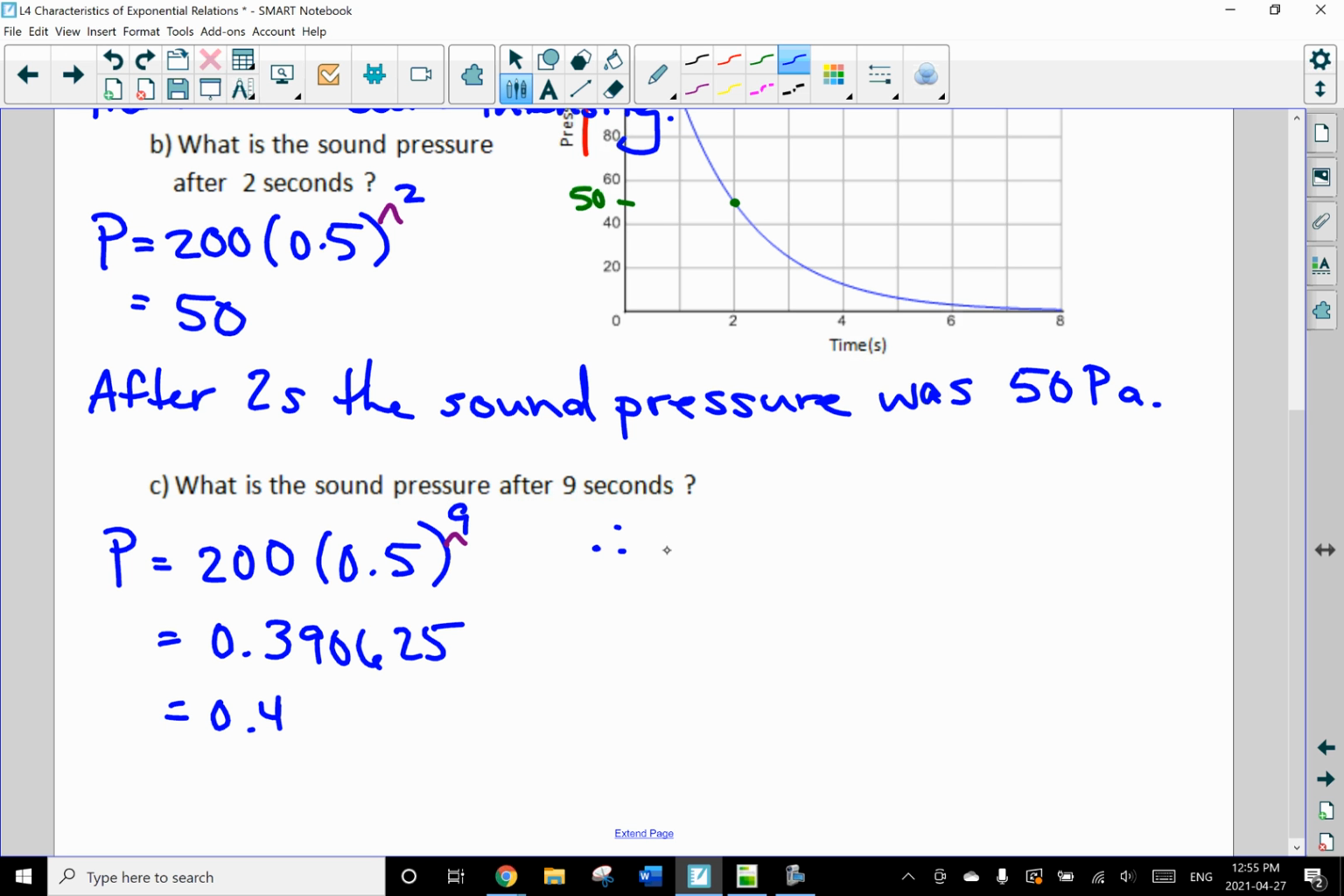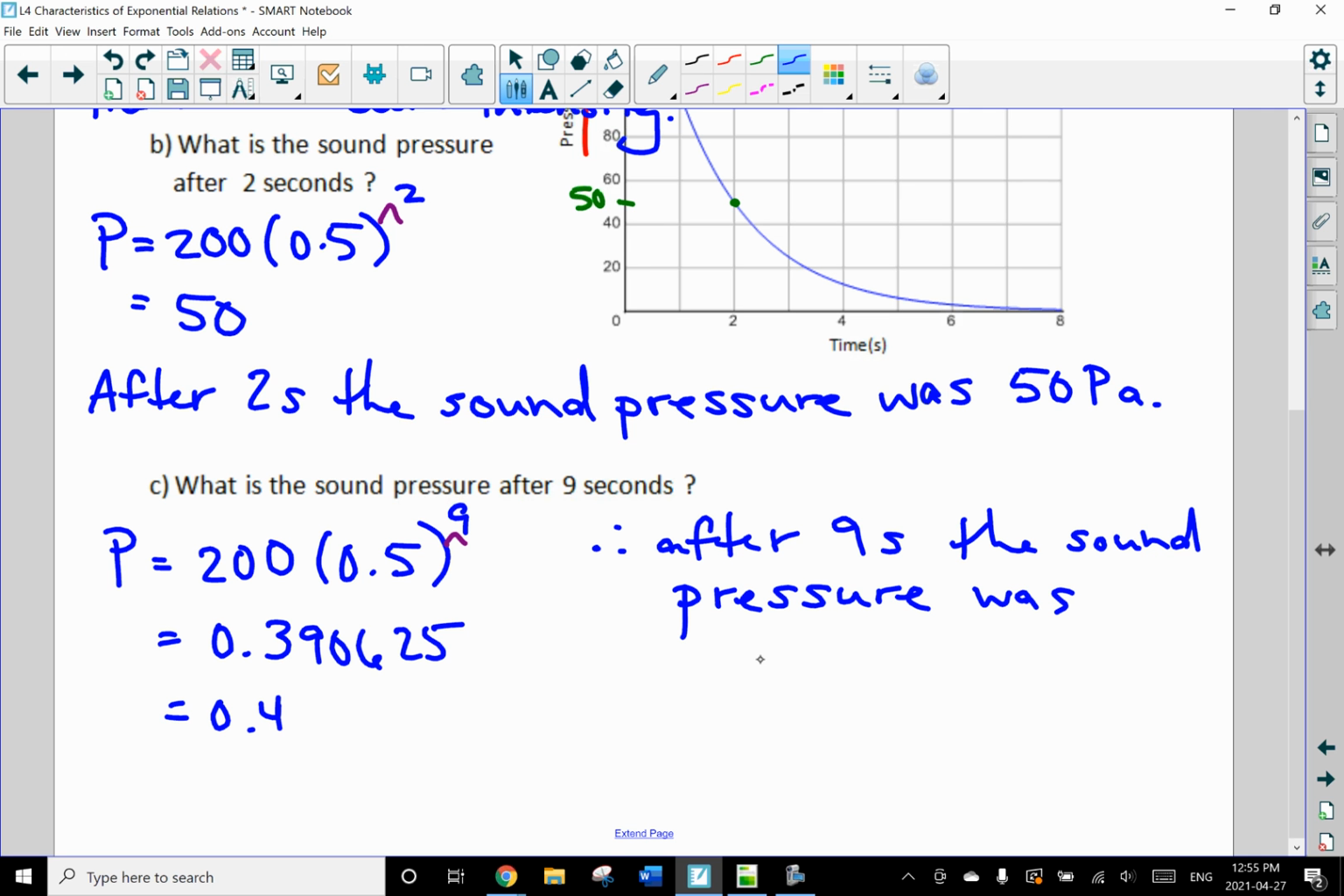Therefore, after 9 seconds, the sound pressure was 0.4 pascals. Nice.